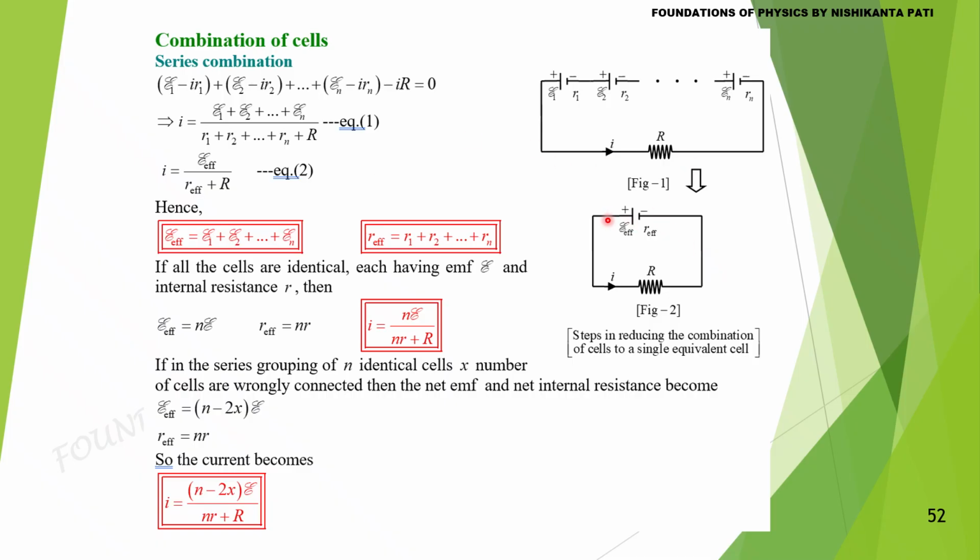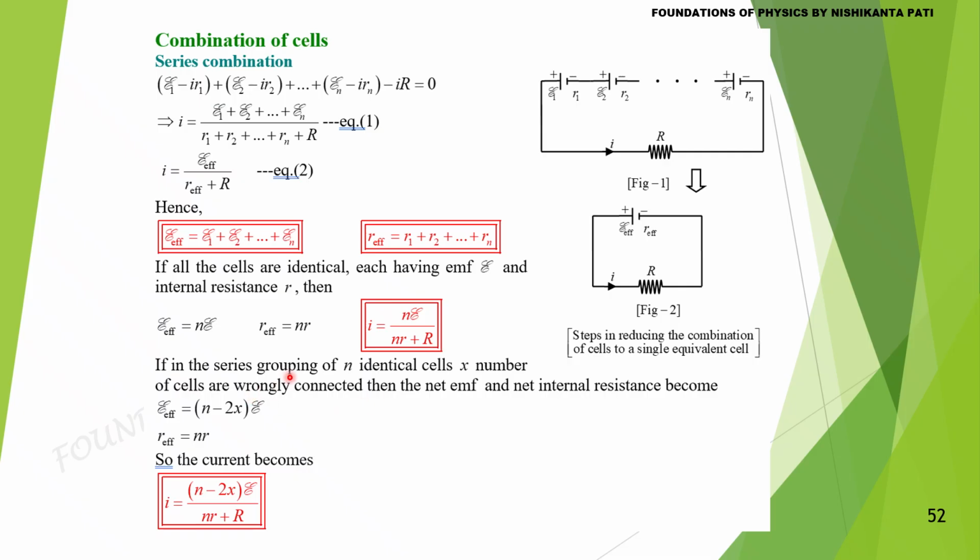Applying Kirchhoff's second law to this closed circuit, we find I equals E effective by R effective plus R. Comparing these two equations, E effective is this much and R effective is this much. If all the cells are identical, then E1, E2, En are each E, so this is nE. R1, R2, Rn are each r, so this is nr. So I becomes nE by (nr plus R).